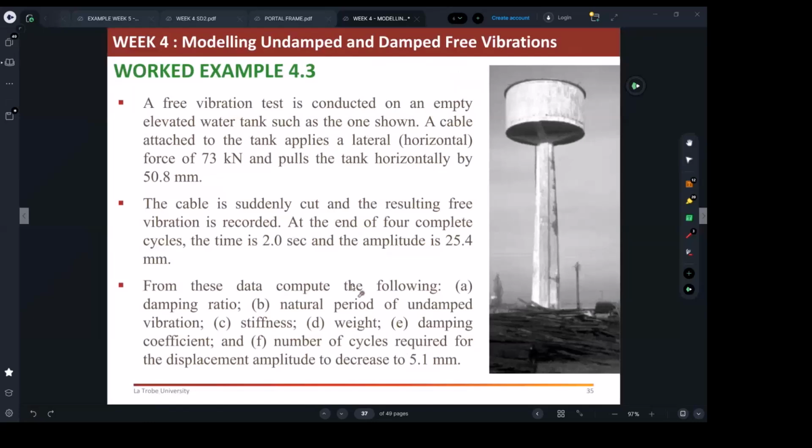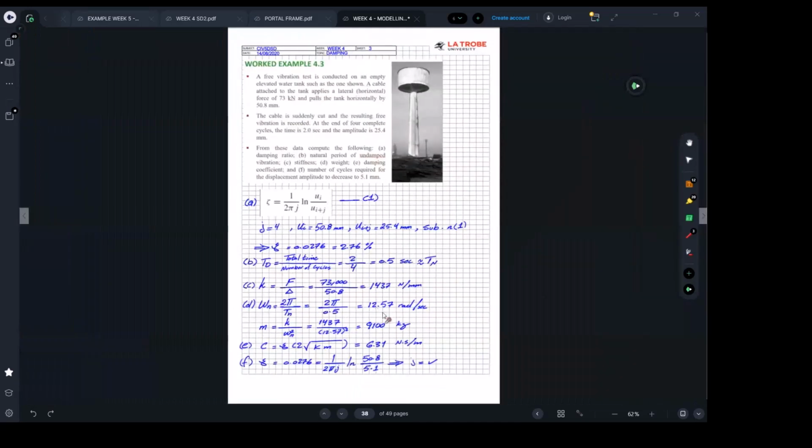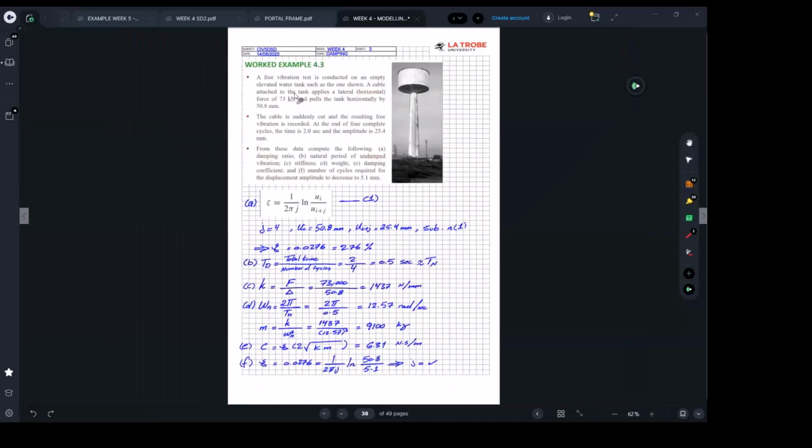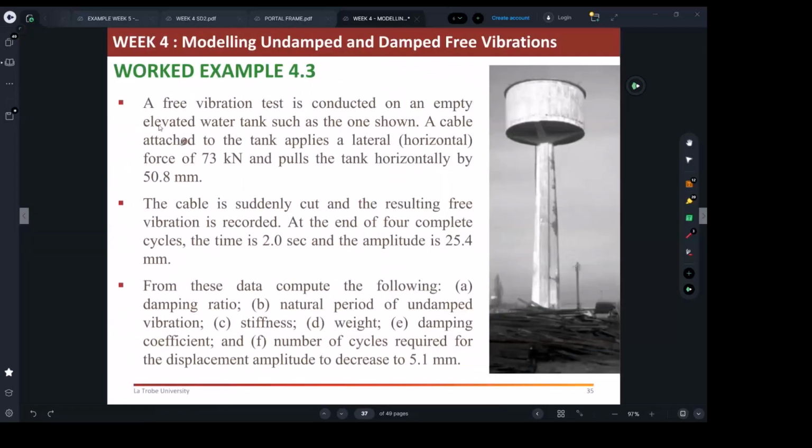For now, let me give you 6 minutes, until 3:50, to read through the example and have a look at what's happening here. I will summarize it for you again before we end the session, on the Coulomb friction damping system, because I don't want to rush it today. Let me know if you have any questions. We'll see you in about 6 minutes.